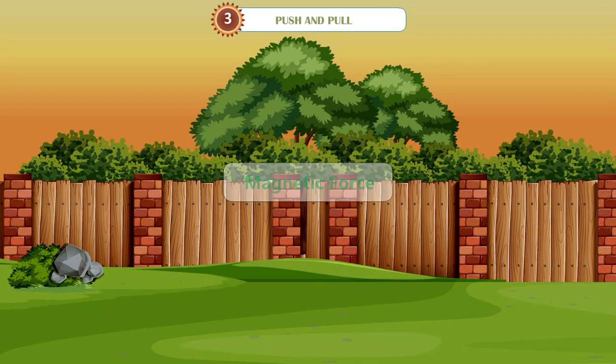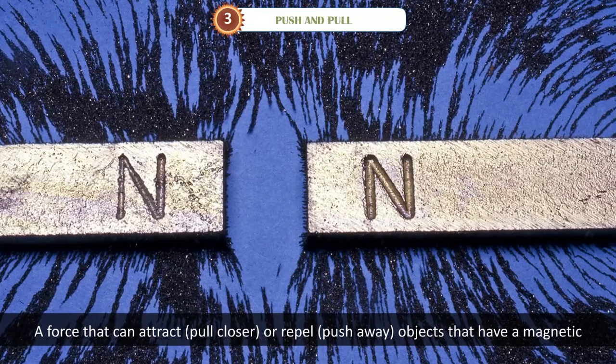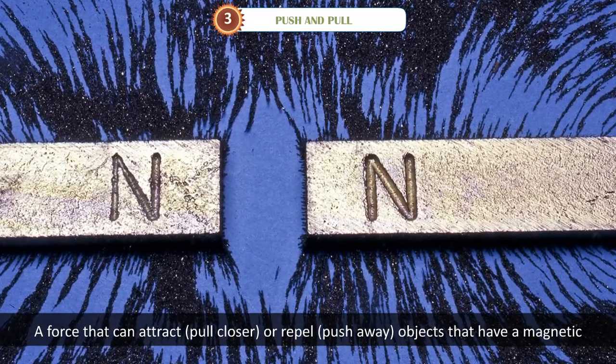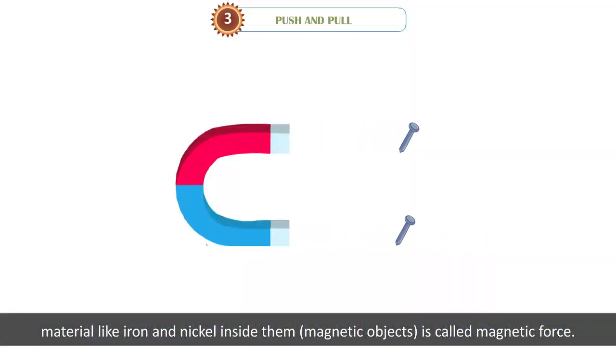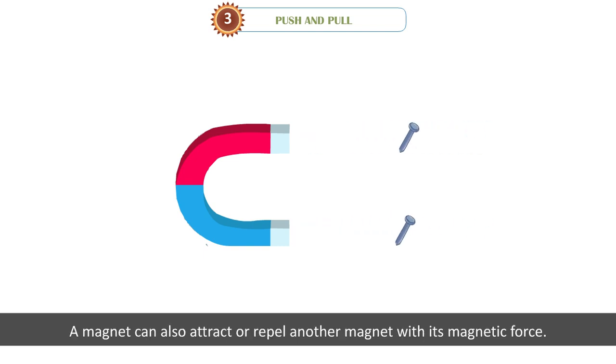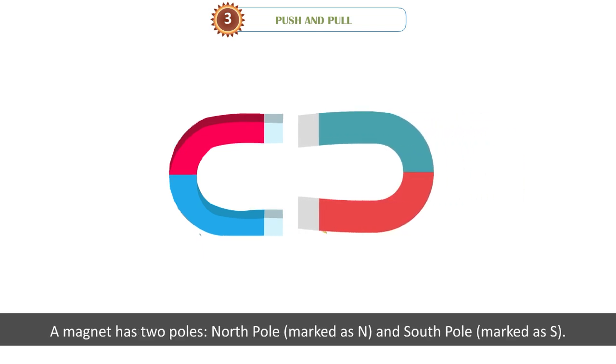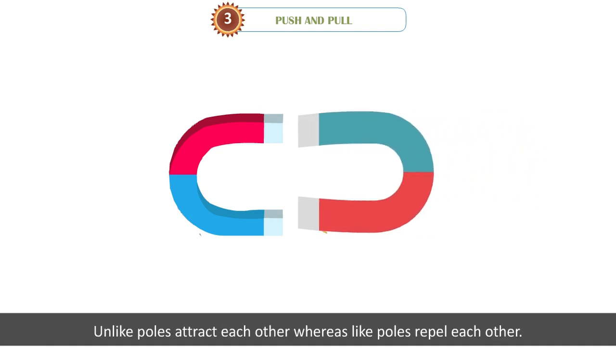Magnetic force. A force that can attract, pull closer, or repel, push away objects that have a magnetic material like iron and nickel inside them is called magnetic force. A magnet can also attract or repel another magnet with its magnetic force. A magnet has two poles, north pole marked as N and south pole marked as S. Unlike poles attract each other, whereas like poles repel each other.